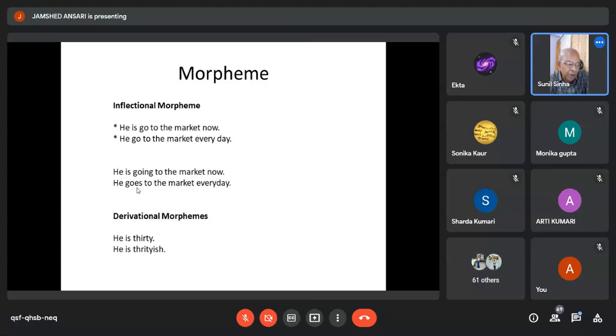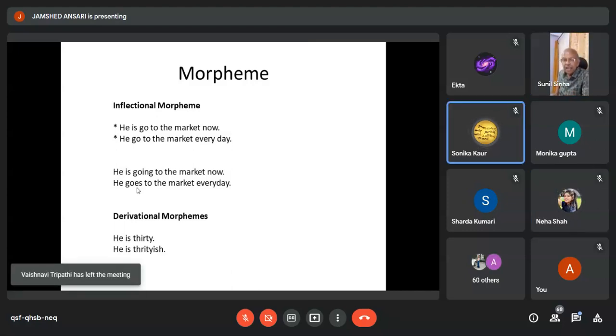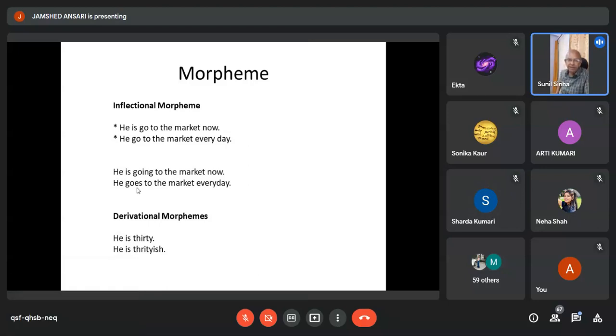All right? But look at the next sentence. He's thirty-ish. I have added ish to 30. Ish has been added to 30. Now, what is the meaning of thirty-ish? It means he looks like 29 or 31. That is, he is near about 30. Which means that he may be 28, 29, or he may be 31, 32. Now, a boy or a girl of 28, 29, or 31 and 32 will look like 30 or maybe younger.